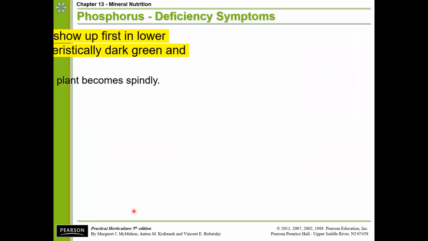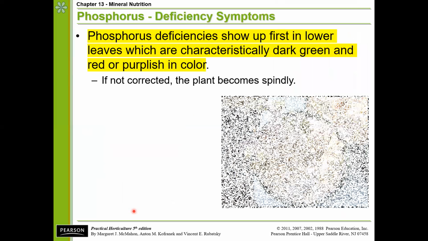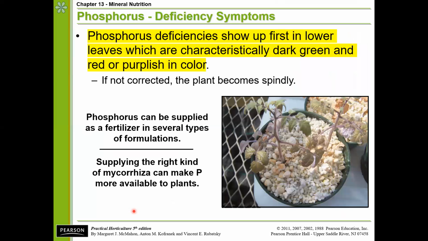Phosphorus deficiencies: it is mobile, so it's not quite as mobile as nitrogen, but we're going to see those first in the lower leaves because they are mobile. And generally you'll see a darker green color, yet kind of a mixed red or purplish color, and often on the undersides of the leaves. And if we don't correct that, then we get spindly, leggy plants.